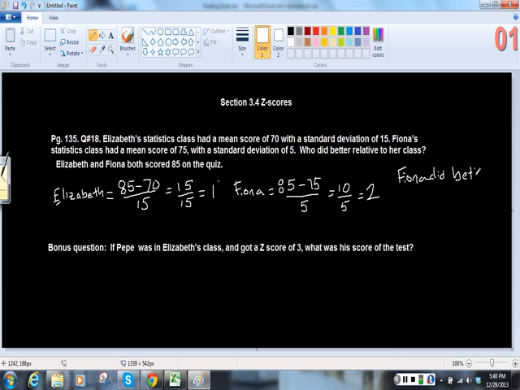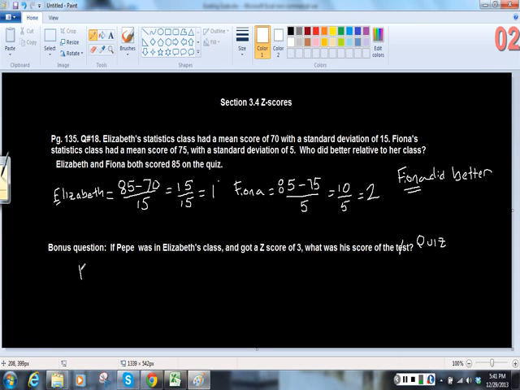So the answer is, who did better relative to her class? Fiona, because she scored 2 standard deviations above the mean, essentially, and Elizabeth only scored 1 standard deviation above the mean. Here's a bonus question. If Pepe was in Elizabeth's class and he got a z-score of 3, what was his score on the test? Actually, I meant to write quiz. This was a quiz. It was not a test.